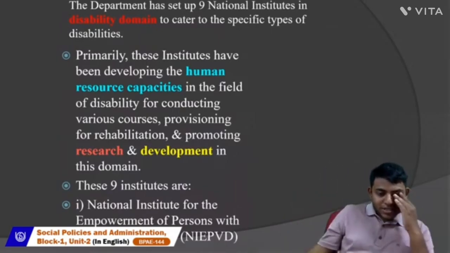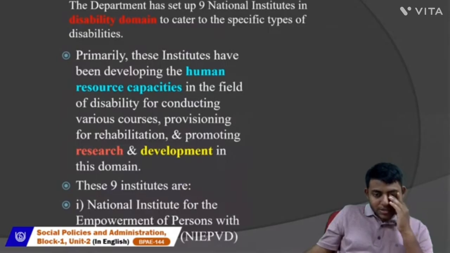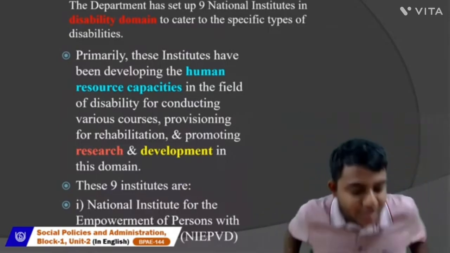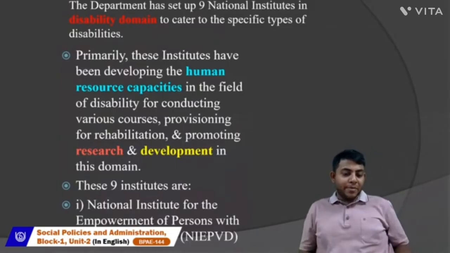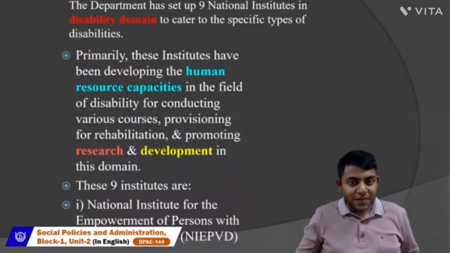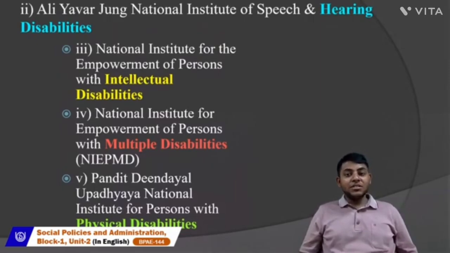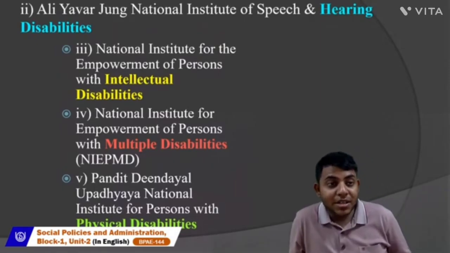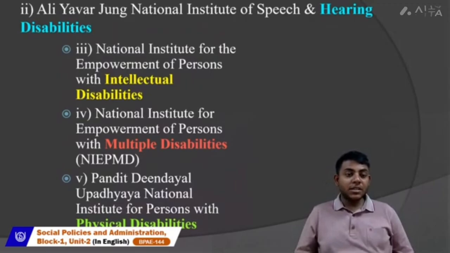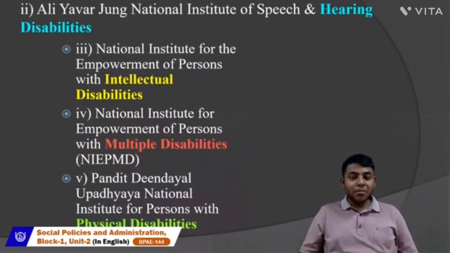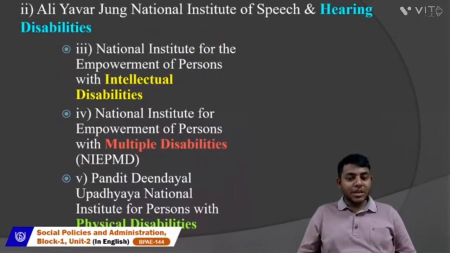They are the National Institute for Empowerment of Persons with Visual Disabilities. So the first is the National Institute for the Empowerment of Persons with Visual Disabilities. The second is the Ali Akbar Jung National Institute of Speech and Hearing Disabilities. The third is the National Institute for the Empowerment of Persons with Intellectual Disabilities. The fourth is the National Institute for Empowerment of Persons with Multiple Disabilities.